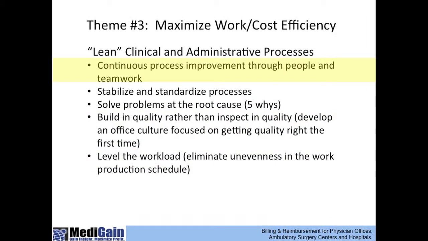Continuous improvement. This is a philosophy that is an underlying concept of the whole lean manufacturing, and it's all about how can we continuously improve. We don't reach the pinnacle where we can put our feet up on the table and say we're as good as we're going to get. It's how do we continuously improve? And the staff has to be actively engaged in that.